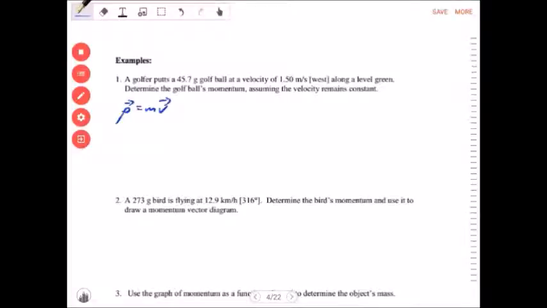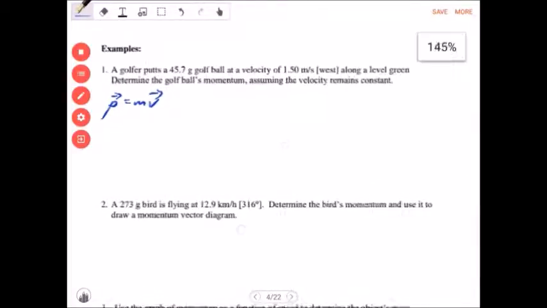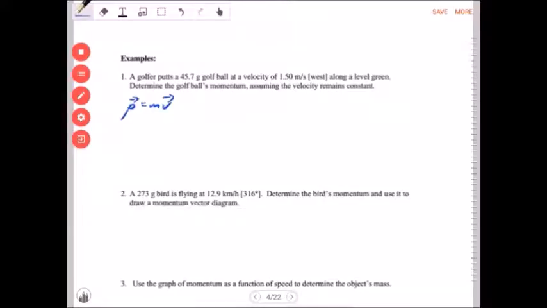Now, a little tiny funny thing here is you'll remember that the mass has to be in kilograms. To get the grams to kilograms, we have to divide by 1,000 or move the decimal place over 3 spots. Either way, it is 0.0457 kilograms. That's a big deal. So our momentum is 0.0457 kilograms times 1.50 meters per second.